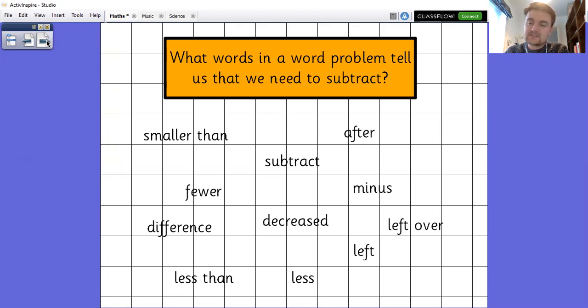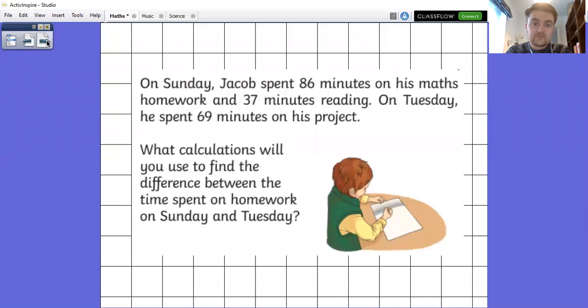So let's have a look at a couple of word problems together. Let's dissect them. Let's see what bits we need to use, and hopefully you'll be able to use that later on. So on Sunday, Jacob spent 86 minutes on his maths homework and 37 minutes reading. On Tuesday, he spent 69 minutes on his project. What calculations will you use to find the difference between the time spent on homework on Sunday and on Tuesday? So pause it and have a go. If you're not sure, don't worry too much because I'm going to go through it on the next couple of slides.